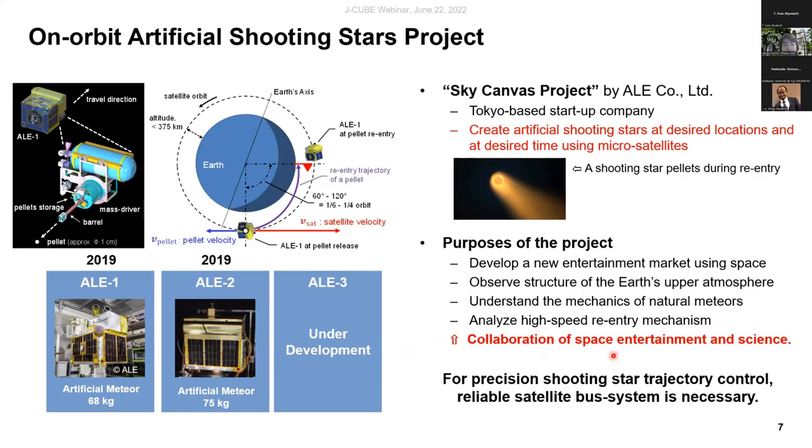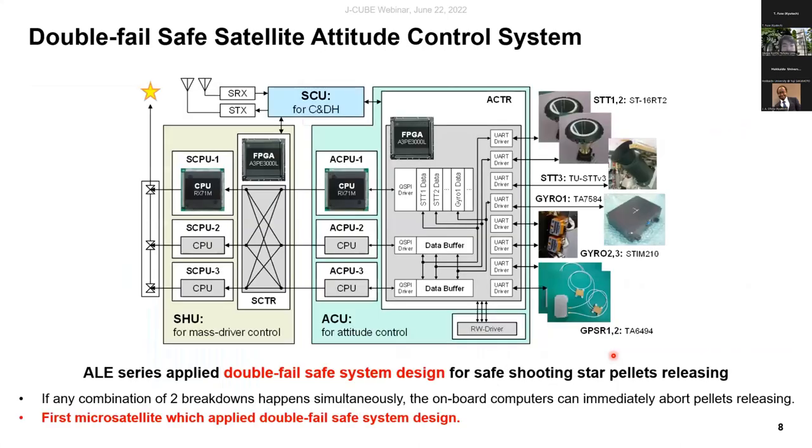That being said, to make this project successful, we need a reliable satellite bus system for precision shooting star trajectory control. To solve that problem, what SRL developed for the L satellites is a double fail-safe satellite control system, shown in this diagram. All active sensors and computers are triply redundant. So if any combination of two breakdowns happens simultaneously, the onboard computers can immediately abort pellet releasing. We believe this is the first microsatellite which applied this kind of double fail-safe system design.